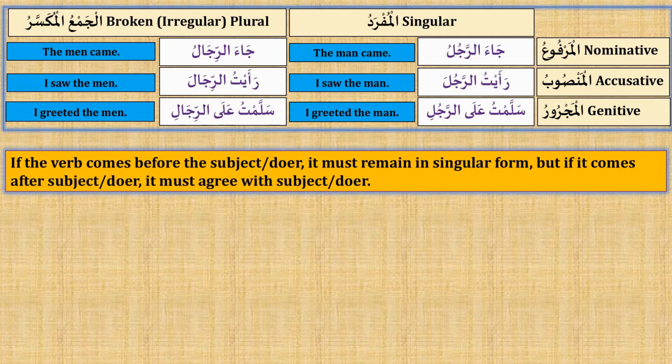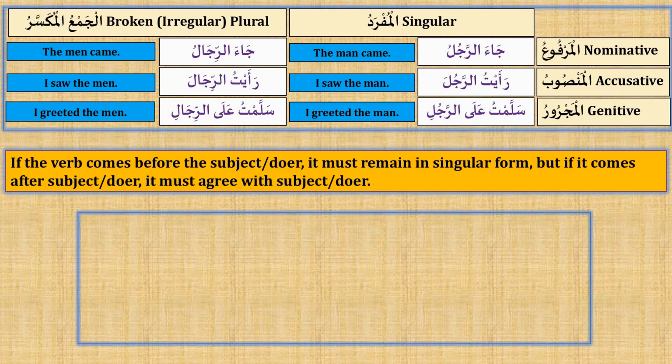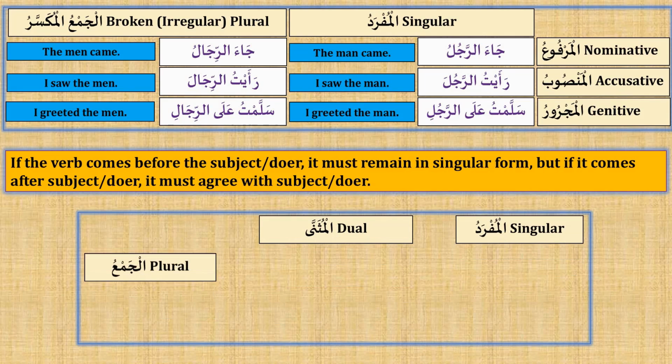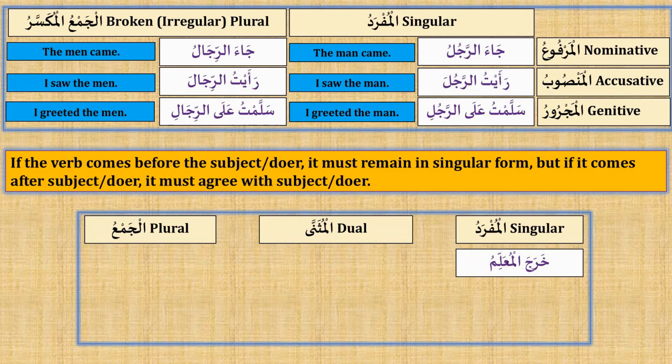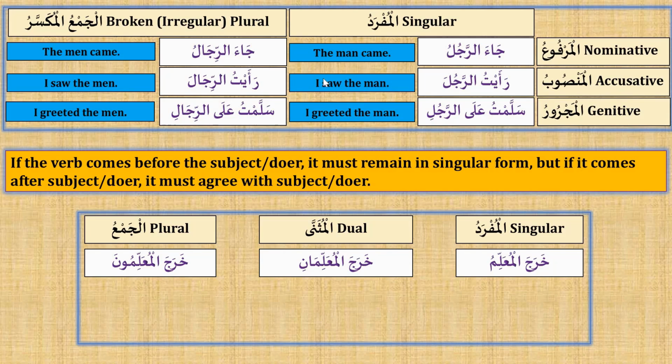If the verb comes before the subject, the doer, it must remain in singular form. But if it comes after the subject, the doer, it must agree with the subject. Now let's understand better in a sentence. Singular, dual and plural. خرج المعلم, خرج المعلمان, خرج المعلمون. خرج means went out, the teacher went out, the two teachers went out, teachers went out, more than two. As we see, in all cases, the verb remains singular in the beginning if it comes before the subject or doer.